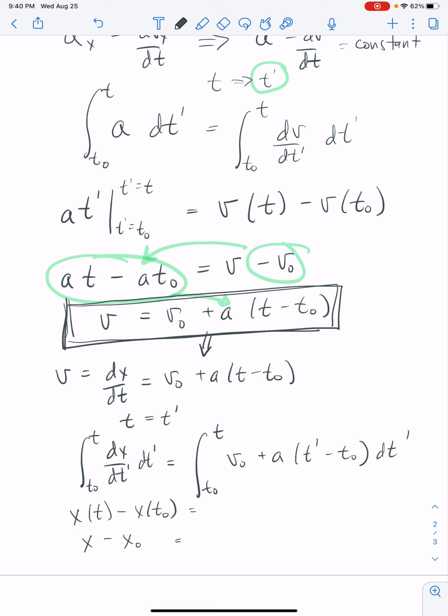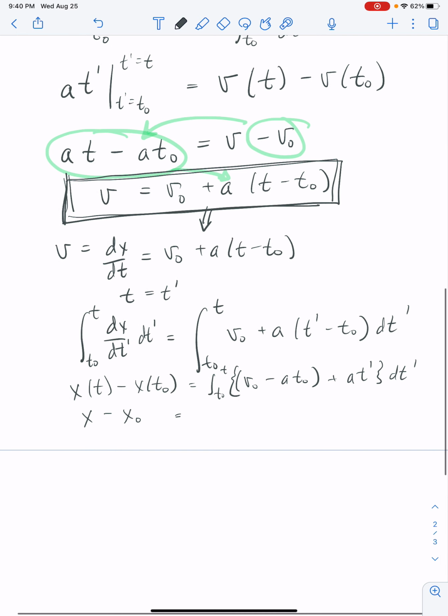Okay, on the right side, I want to think about which of these things are just basically constants and which things I actually need to consider as variables. So we will rearrange that equation here to remind ourselves that we've got v naught minus a t naught. That's all just a constant, and then plus a t prime dt prime. Now we can do this integral.